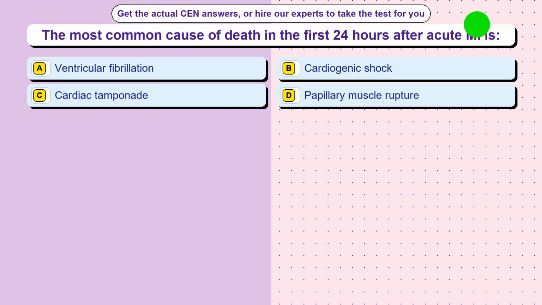Question 21. The most common cause of death in the first 24 hours after acute MI is: Option A, ventricular fibrillation. Option B, cardiogenic shock. Option C, cardiac tamponade. Option D, papillary muscle rupture.